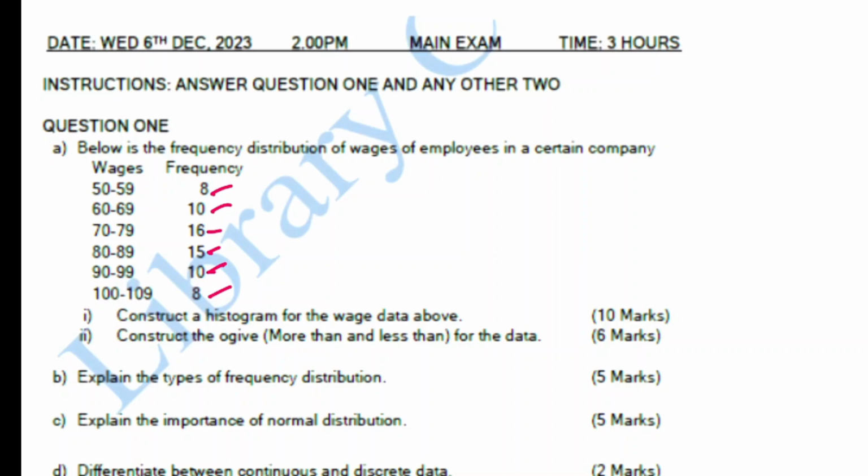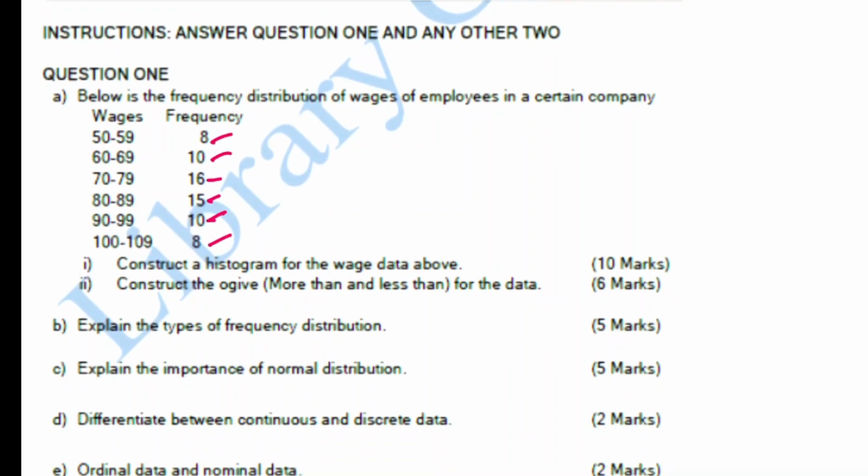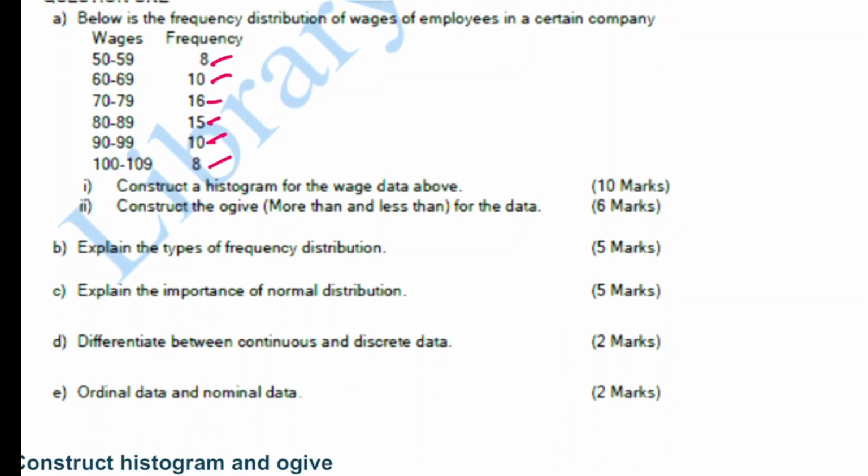2. Construct the OGIF. I don't know what they are giving, if it is the O, more than and less than for the data. What's more than? What's less than? B. Explain the types of frequency distributions. C. Explain the importance of normal distribution. D. Differentiate between continuous and discrete data.